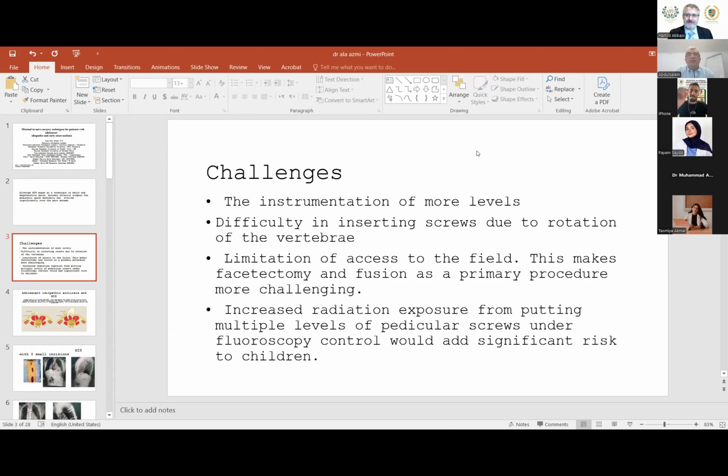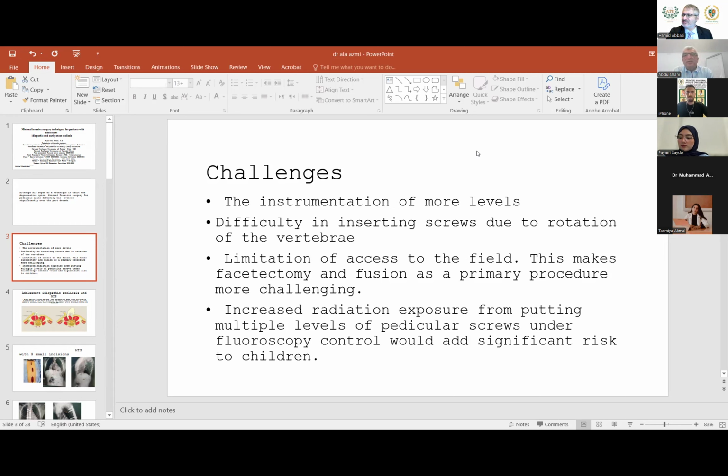But what are the challenges for pediatric spine minimally invasive surgery? Instrumentation of more levels. For example, in adolescent idiopathic scoliosis, you can see very often that you go from T2 to L3 or L4, and this is very hard to do minimally invasive. There is difficulty inserting screws due to the rotation of the vertebra, so it's not quite going with the screw in the same fashion. You might have the concave side and you might tilt a lot.